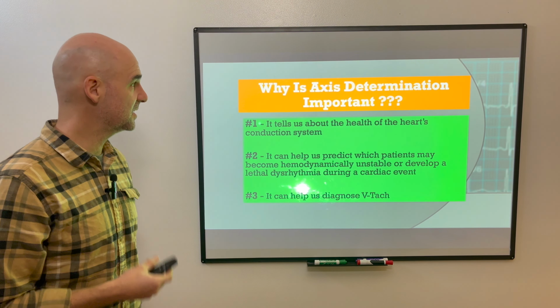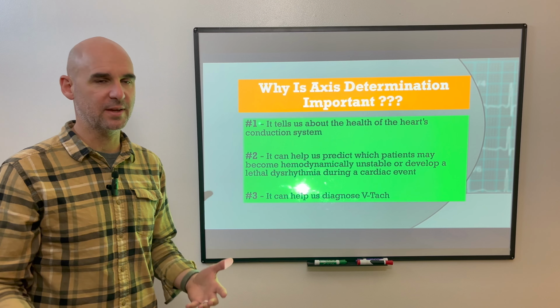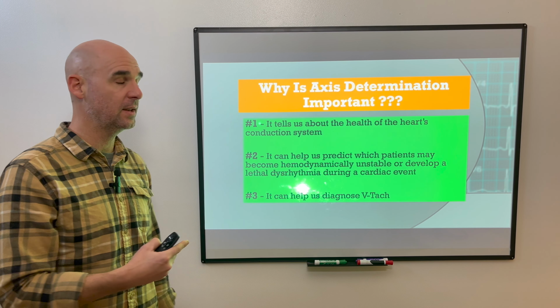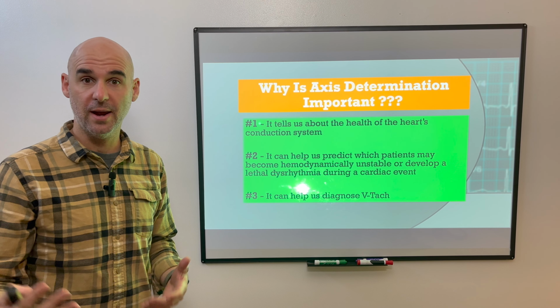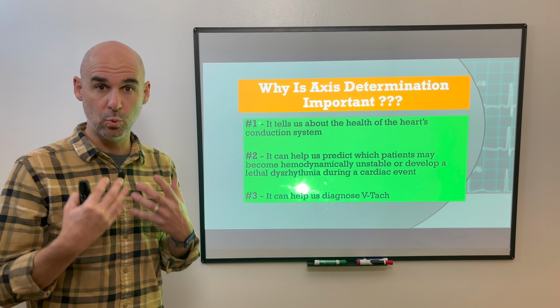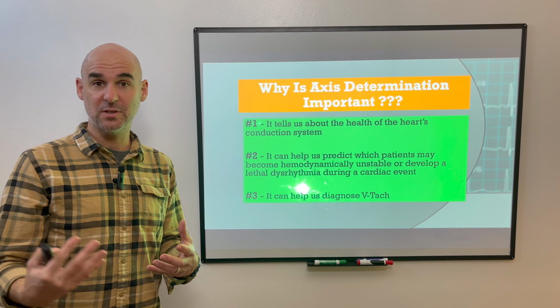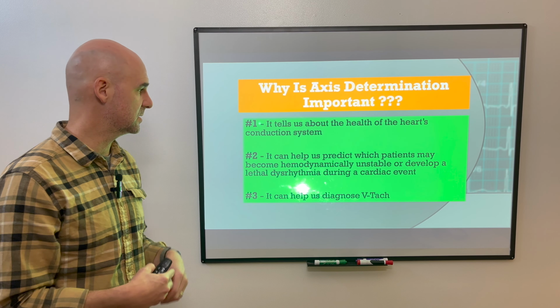All right, so let's get started. Why is this important, right? Why are we even doing this? Well, a couple of reasons. One, it tells us about the health of the heart's conduction system, right? So it tells us if the conduction system is working normally. And when that happens, we have an efficient heart, all right? So that's important for our patients.